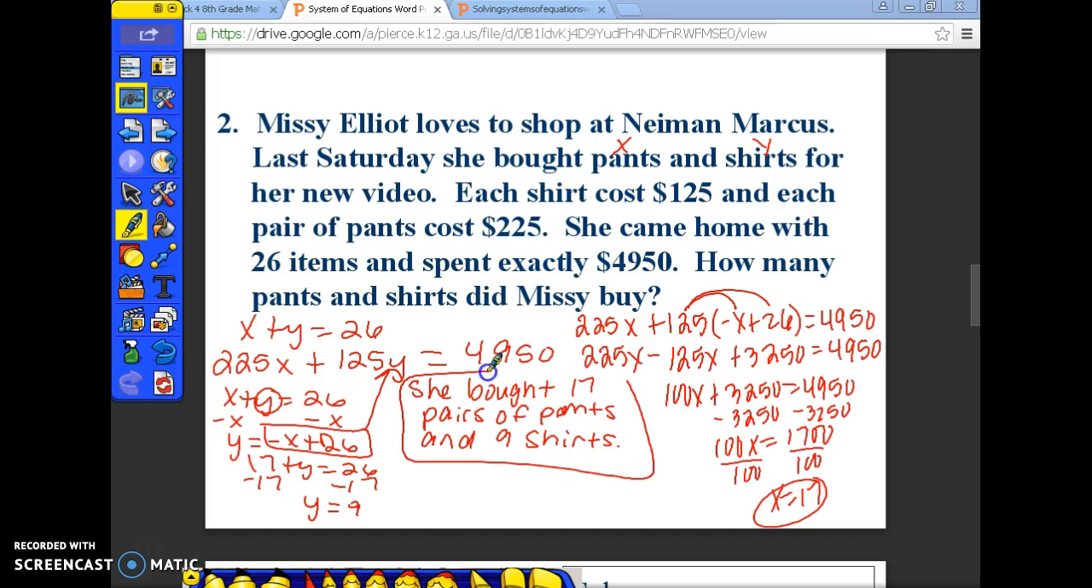Once you come up with your solution, you plug it back in. X plus Y is 26. 9 plus 17 is 26. 225 times 17 is 3,825. 125 times 9 is 1,125. And when you add those together, you get 4,950, which equals 4,950. So I know my solution is correct.